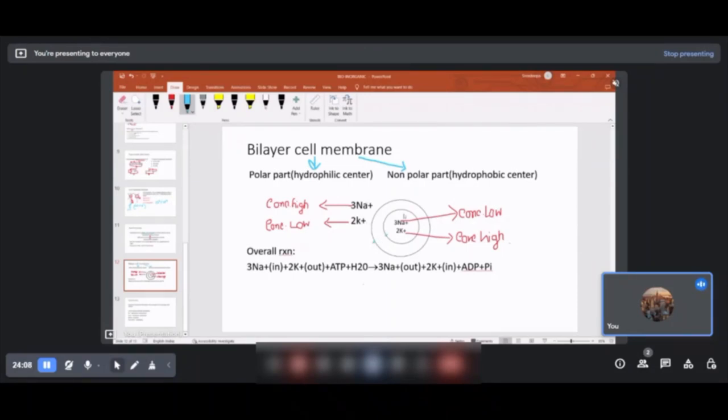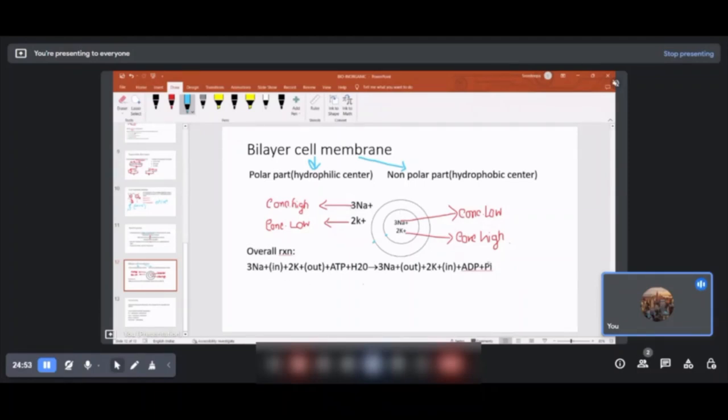Inside the bilayer membrane, we have three sodium ions and two potassium ions, and outside of this bilayer membrane, we have three sodium ions and two potassium ions. Inside this cell membrane, the concentration of sodium ion is low and the concentration of potassium ion is high. Outside the cell membrane, the reverse is happening. That is, the sodium ion concentration is high and the potassium ion concentration is low. So this should be the concept of the bilayer membrane.